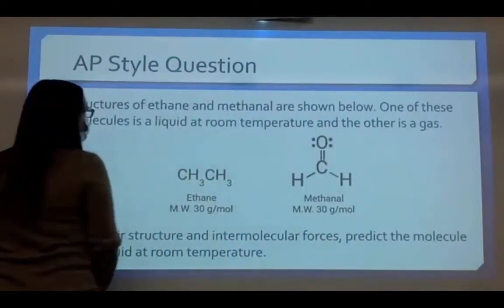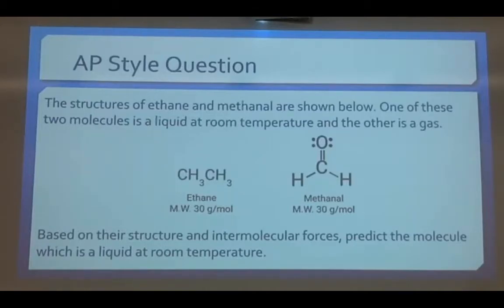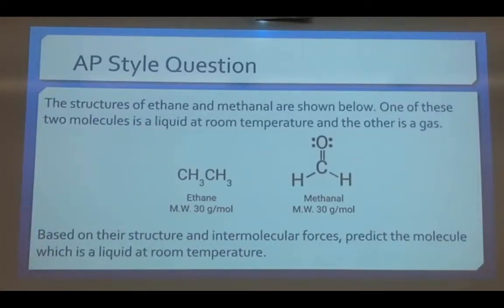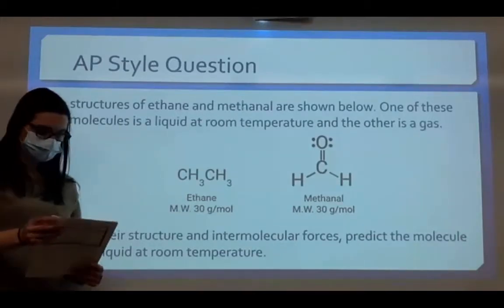So here are the 2 AP style questions that I wanted to show you. These are practice questions that were released actually just this year, so these are updated practice questions. This says the structures of ethane and methanol are shown below. One of these 2 molecules is a liquid at room temperature and the other is a gas. The question says, based on their structure and intermolecular forces, predict the molecule which is a liquid at room temperature. So here's what you have to do when you're given a question like this.